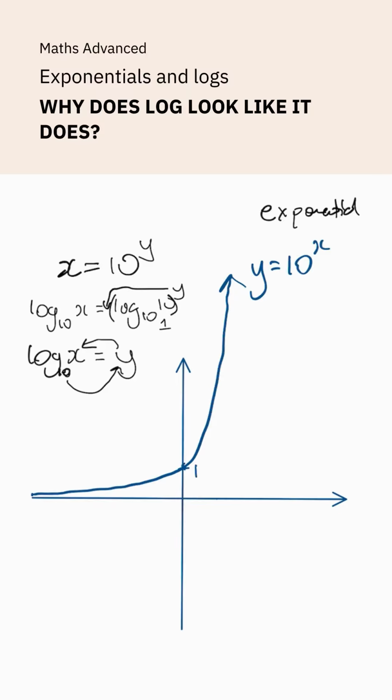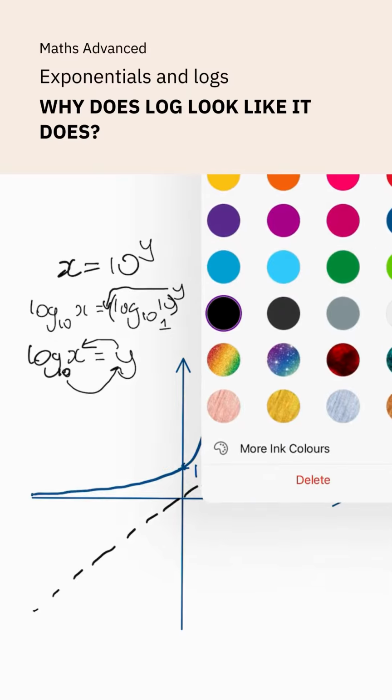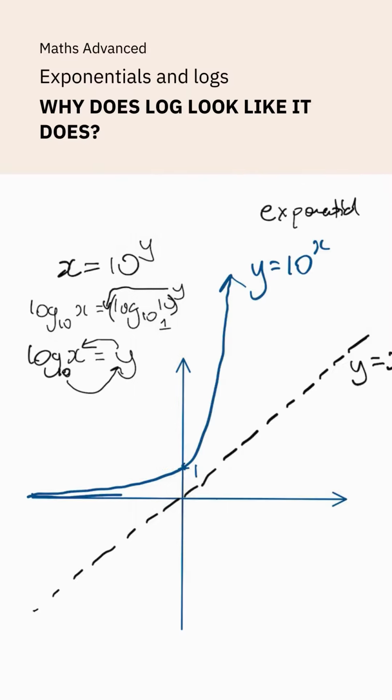When you try and sketch an inverse function, an inverse is the x and the y swapped, which means it's literally a reflection in the line y equals x. So how do we then reflect that line in the line y equals x? Well, we need to start by reflecting all of its properties. So this one has an asymptote at y equals 0. So my log function should have an asymptote at x equals 0.